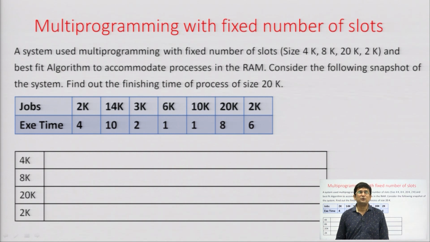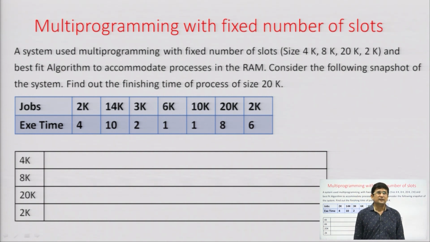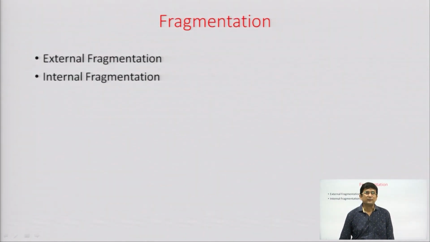Now, you can solve several questions. For example, this question is saying that there are some slots which are of size 4, 8, 20 and 2K, and you have the processes, and the process execution time is also given. You just have to find out when the process of size 20K will finish. So, you can solve it by yourself.